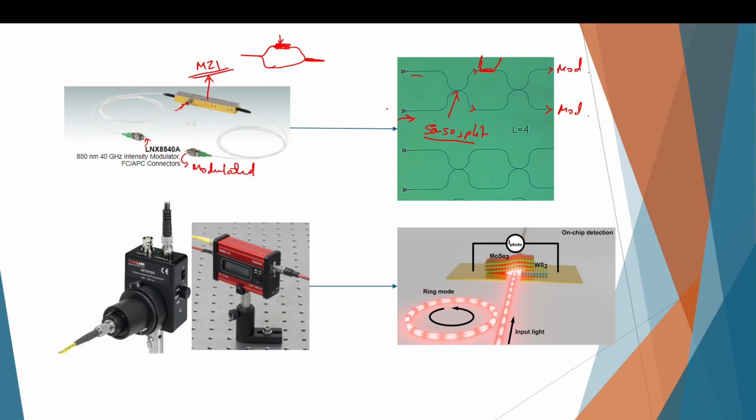Yeah, so these are basically two waveguides. So when the waveguides come close to each other, because of evanescent coupling, some part of light intensity will travel to the other waveguide.